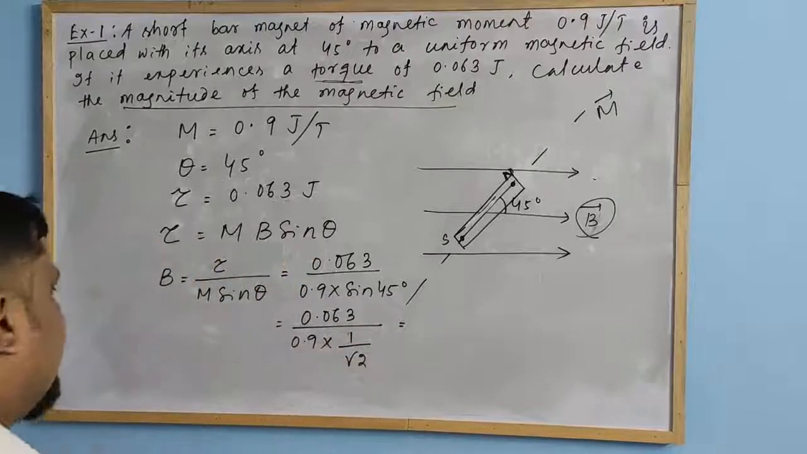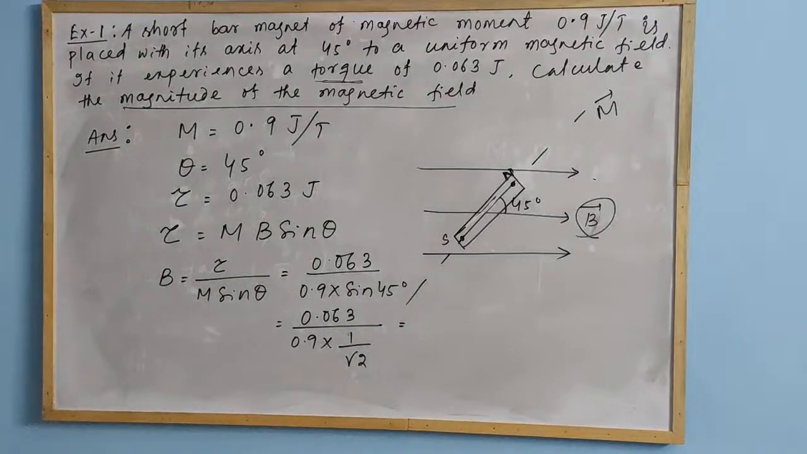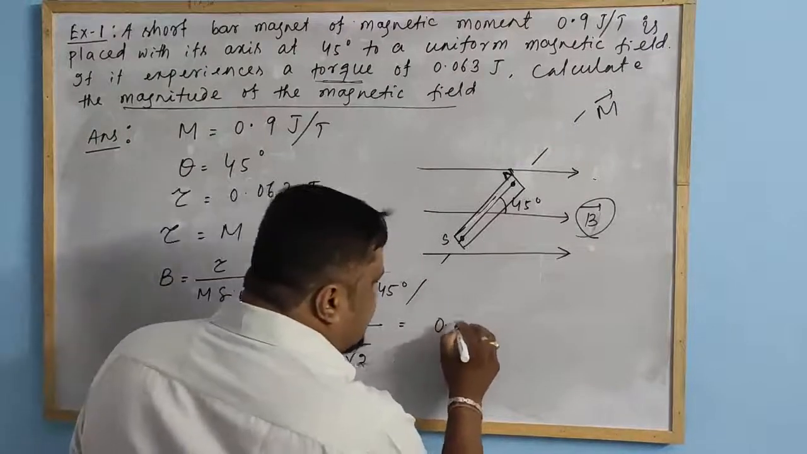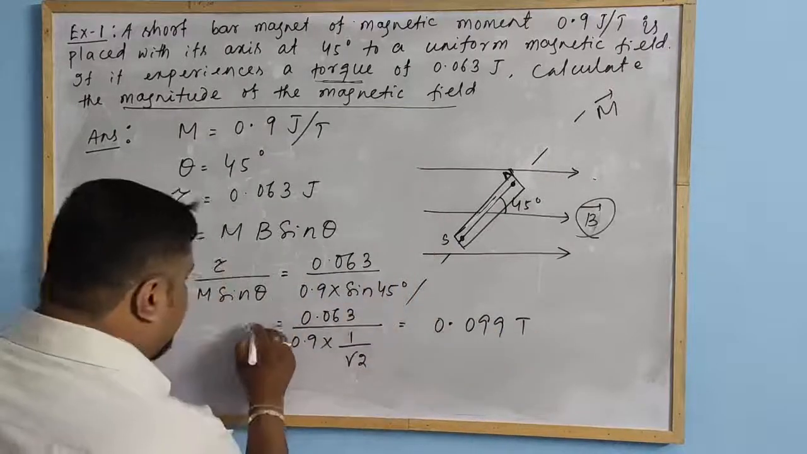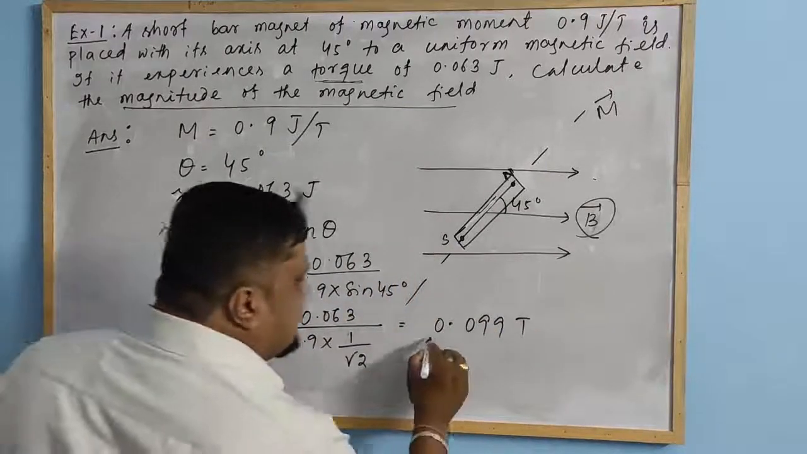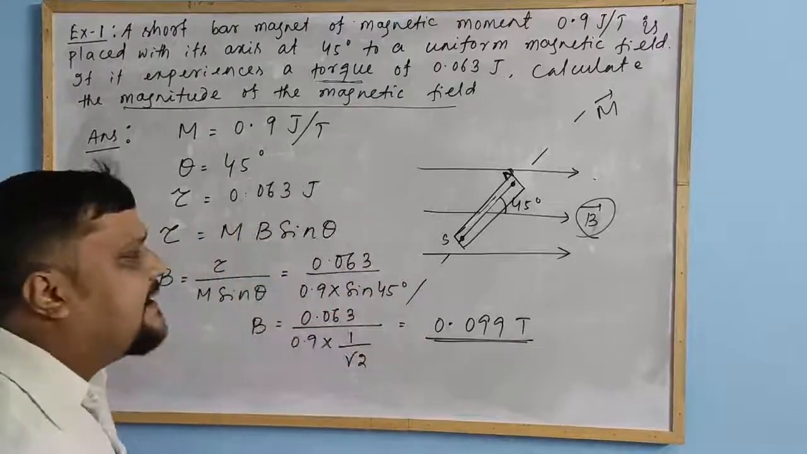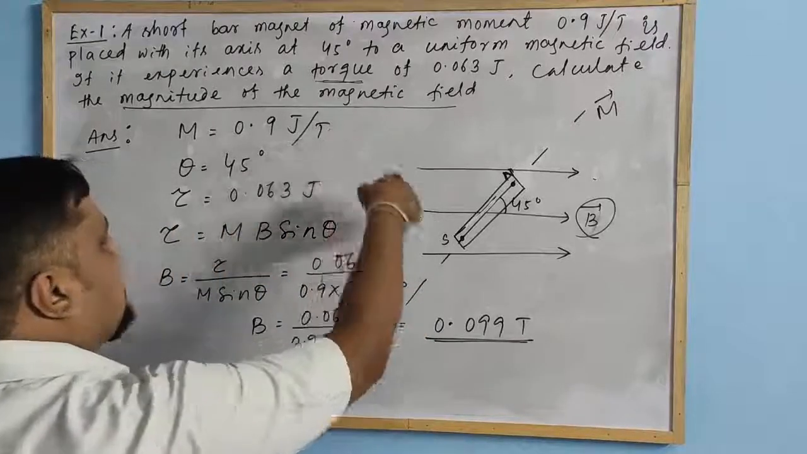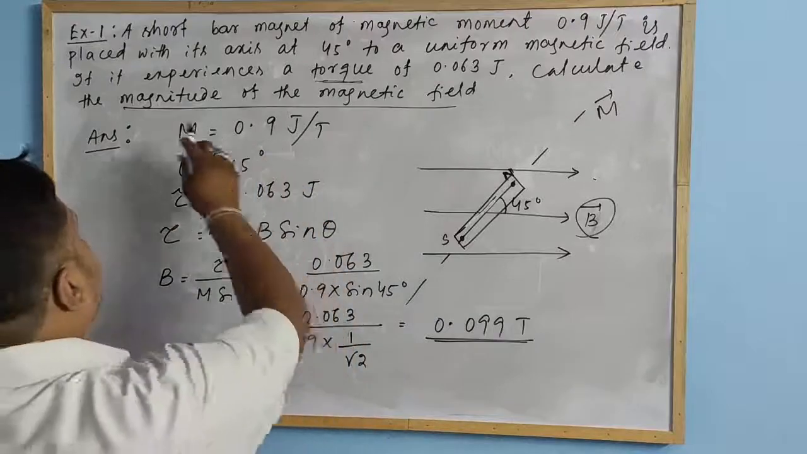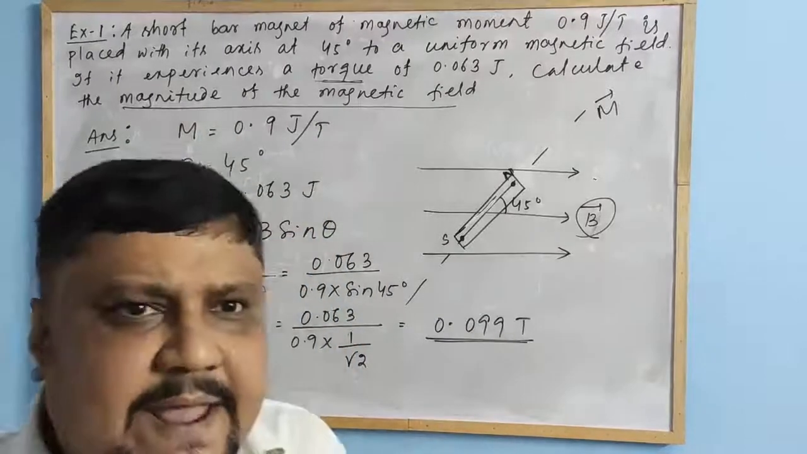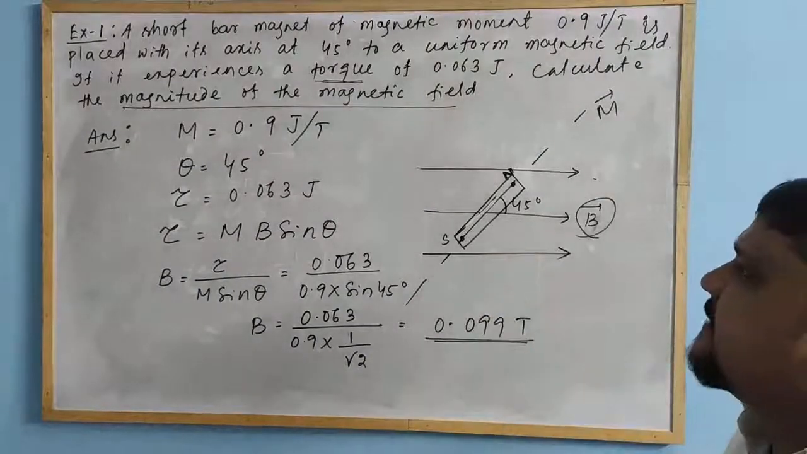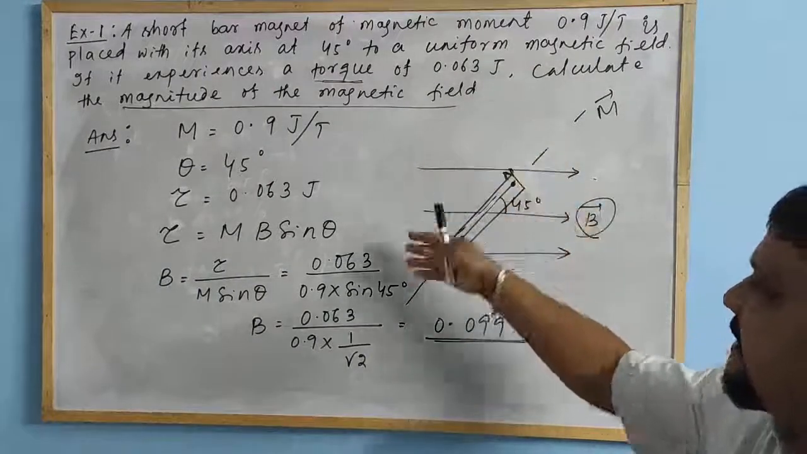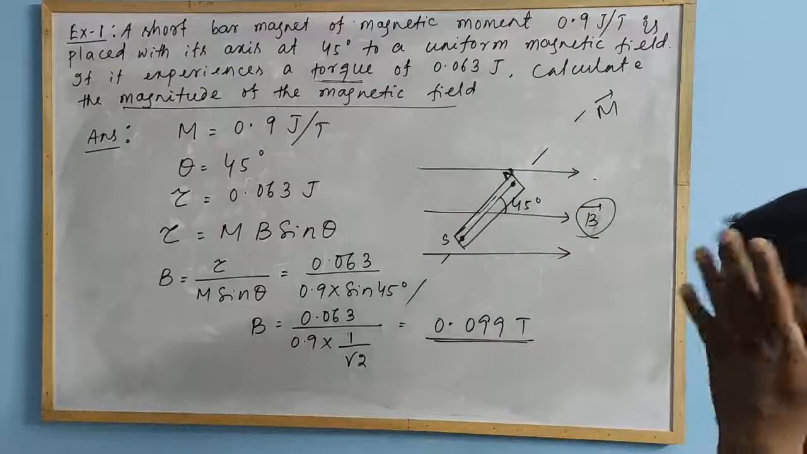If you solve this one, the value you will get is 0.099 Tesla. That is the unit of B. B is equal to 0.099 Tesla. So this is your answer for the magnitude of the magnetic field. Okay. So see the solution and what is the example and what is the solution. Clear?